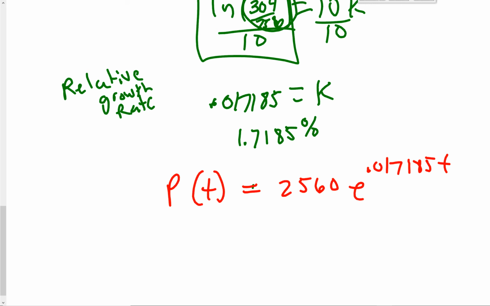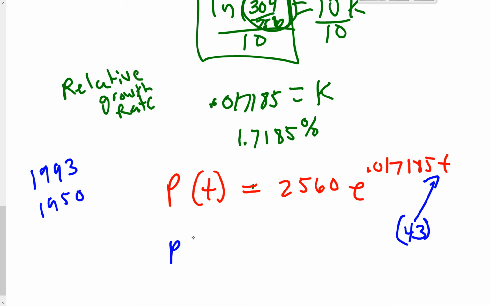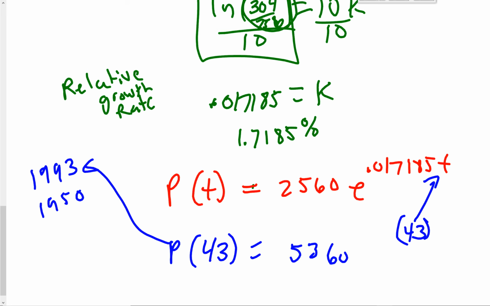Now I can predict what's going to happen in 1993, which is how many years after 1950? That's 43. So I enter 43 in for my t and figure out what this is. So that is the population in 1993, which I can plug in. I get 5360 million, which you could look up to see if it's the same as the actual population in 1993.